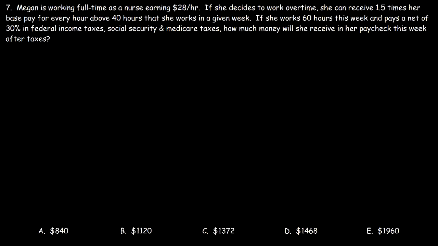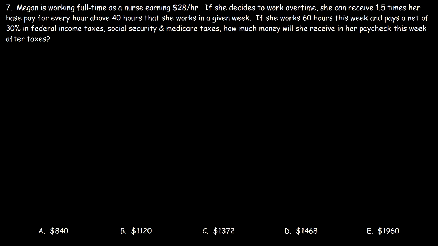Number 7. Megan is working full-time as a nurse earning $28 per hour. If she decides to work overtime, she can receive 1.5 times her base pay for every hour above 40 hours that she works in a given week. If she works 60 hours this week and pays a net of 30% in federal income taxes, Social Security, and Medicare taxes, how much money will she receive in her paycheck this week after taxes?